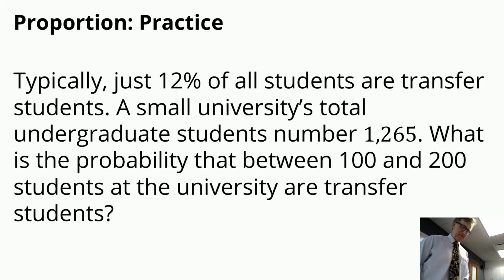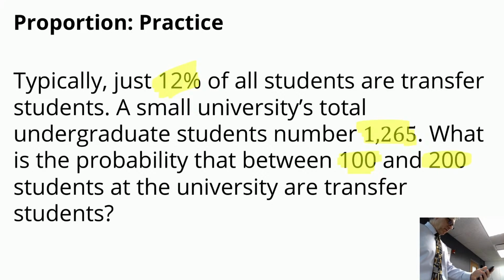Just 12% of students are transfer students. At a small university, total undergraduate students number 1,265. What's the probability that between 100 and 200 students are transfers? Let us get our numbers. Back to numbers. Okay. Let me just check my blood. Yes, I see I have an elevated heart rate right now. Okay, we're going to be okay though.